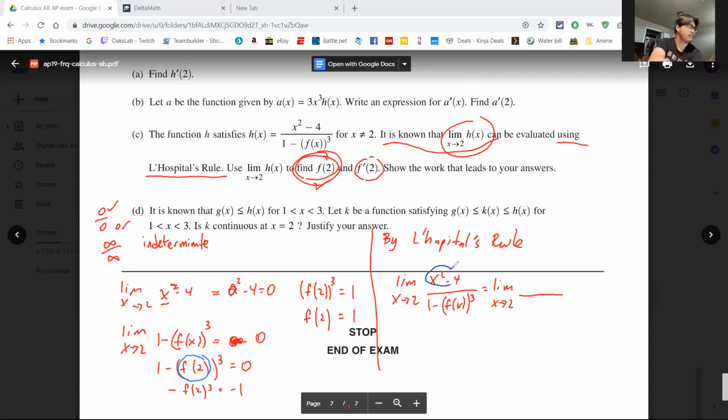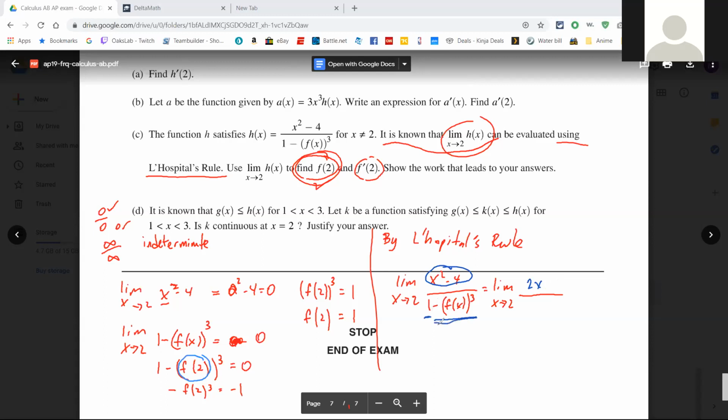What can you do with this top part? To factor it. The derivative? Yeah, find the derivative. So the derivative of the top is 2x. And the derivative of the bottom, well, 1 is 0. And what do we do with this right here? The derivative of 1 is 0, so this one will go away.